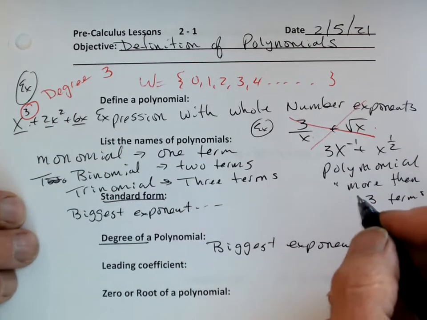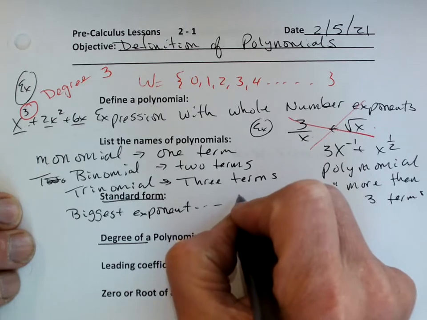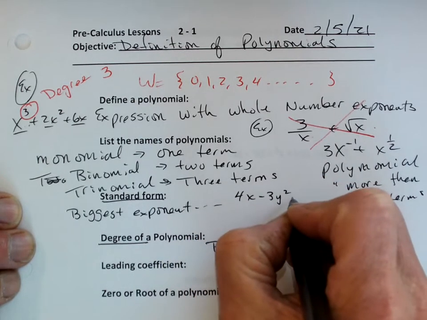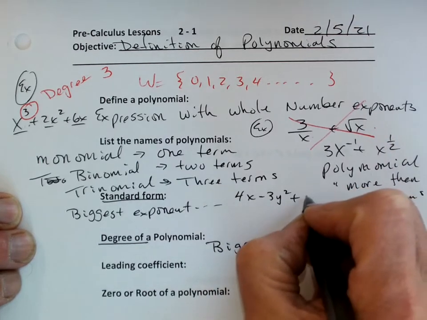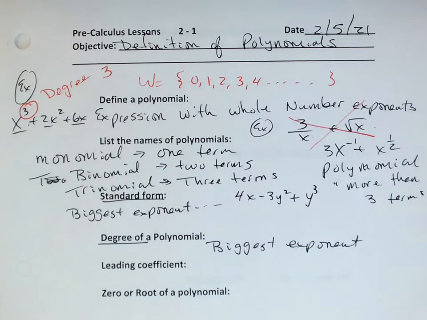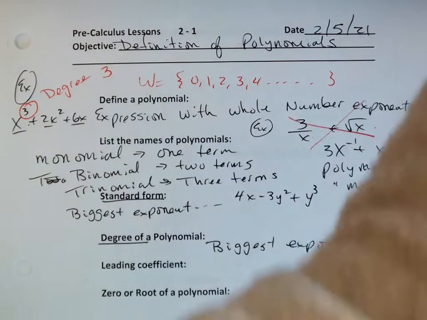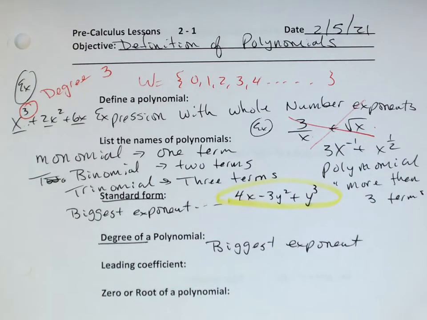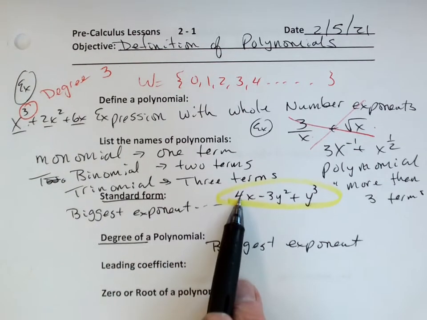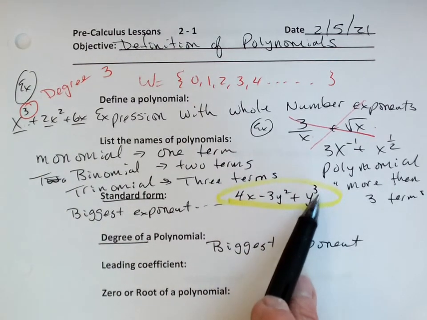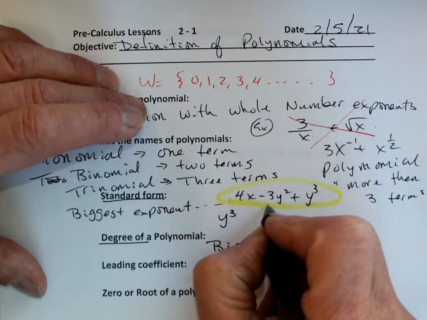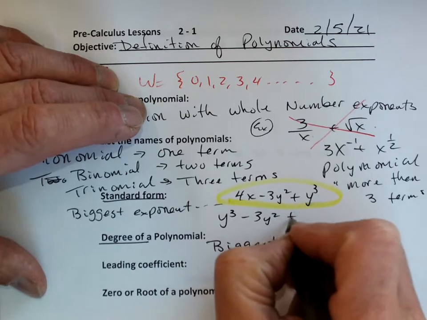So as an example, let's say I've got 4x minus 3y squared plus y cubed, okay? Here's my example. I'll highlight it so you guys can see it. That is not in order, not in standard form. Even though the 4 is the biggest number, that doesn't matter. It's the exponents. That's the biggest, so you rewrite it. That one goes first. Y cubed, then minus 3y squared, then 4x, okay?